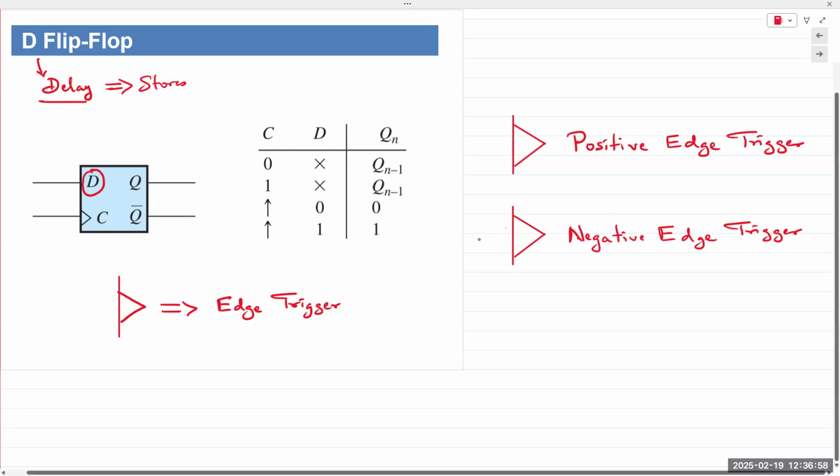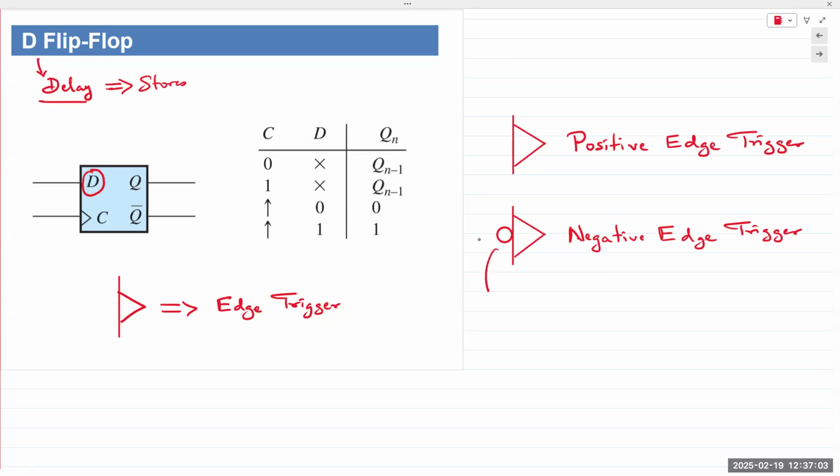So the bubble indicates negative. And again, you will see this when you're in the lab and you're looking at the pinout diagrams of those chips, the shift registers and the logic gates. There'll be bubbles on some of them. If you have a bubble on the input or the output, it means it's negative edge triggered.